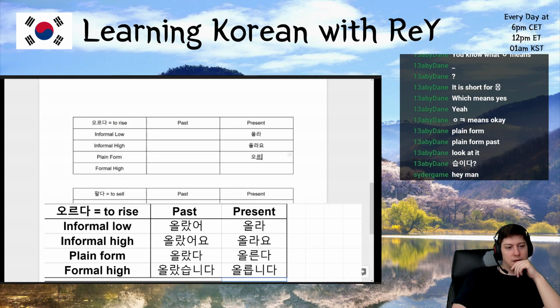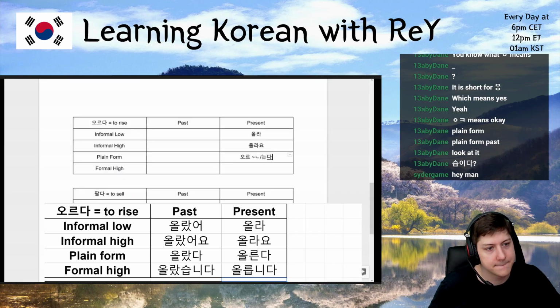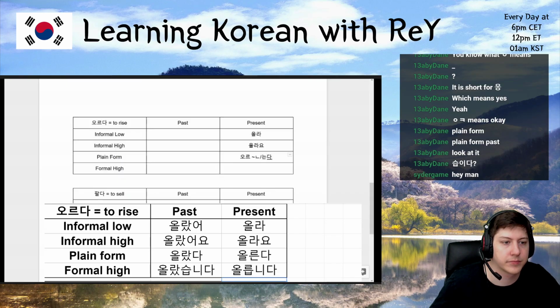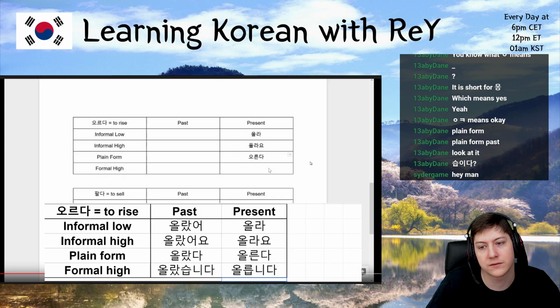In the plain form, here's the stem again. I want to add either this or this. Because this stem ends in a vowel, I know that I should add this directly to the stem, so it's going to be 오른다. In the formal, yes, of course.